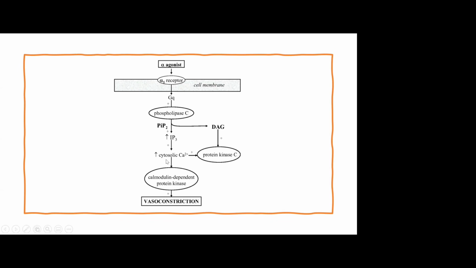They in turn result in an increased cytosolic calcium level, which binds with the calmodulin, causing binding of the actin and the myosin and causing vasoconstriction. So this is what happens in a smooth muscle cell. And predominantly it's vasopressin and noradrenaline which we are looking at here.